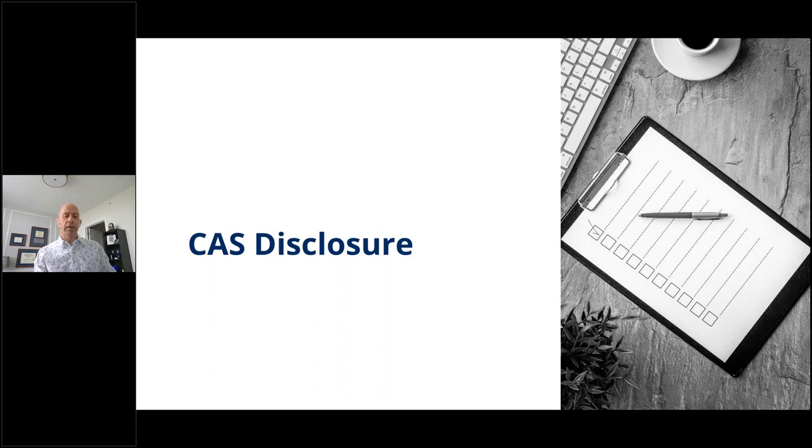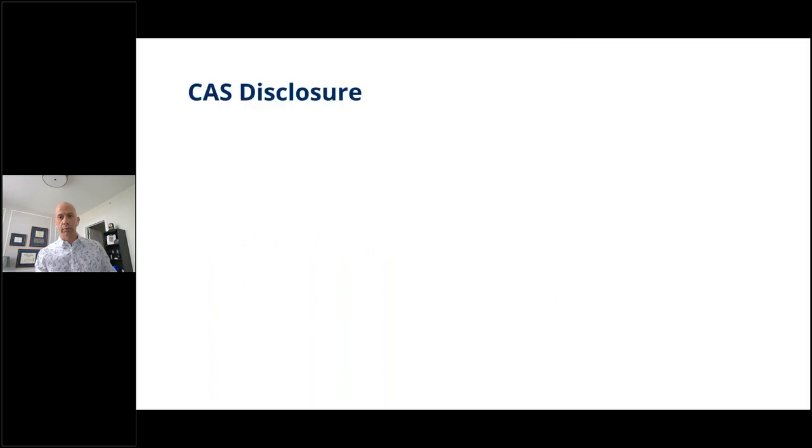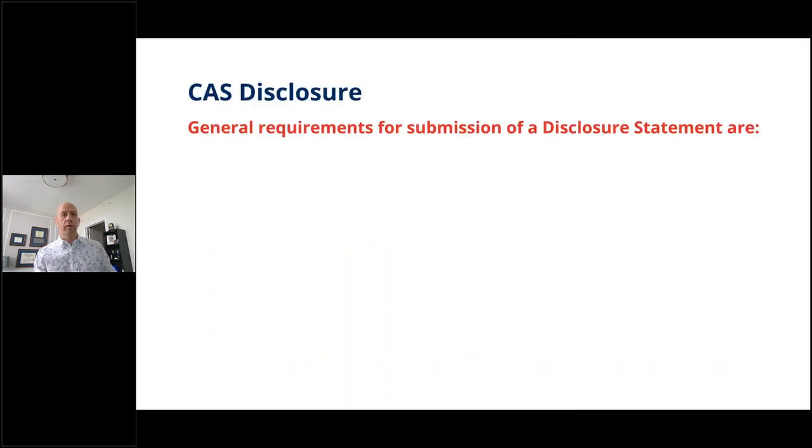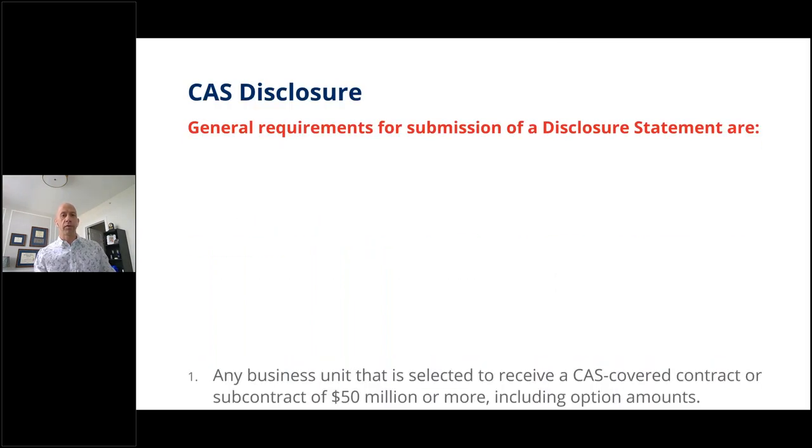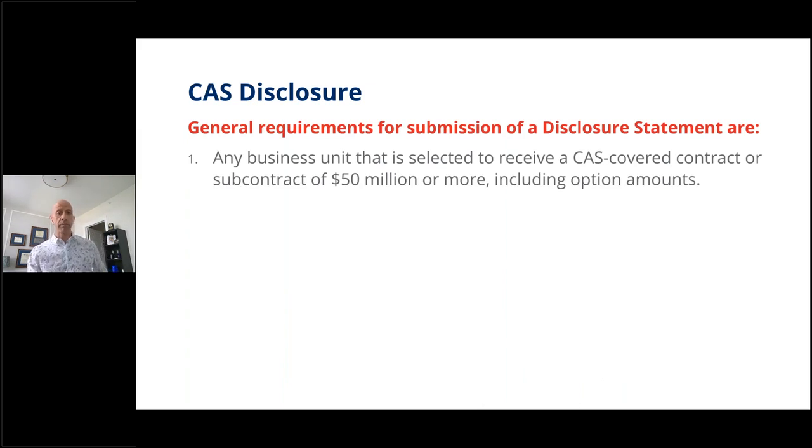So very early in the presentation, I said that contractors had to have written CAS policies and procedures, and that they would have a disclosure statement. Let's talk briefly about what that is. The general requirements for the submission of a disclosure statement: any business unit that's selected to receive a CAS-covered contract or subcontract of $50 million or more, including option amounts.